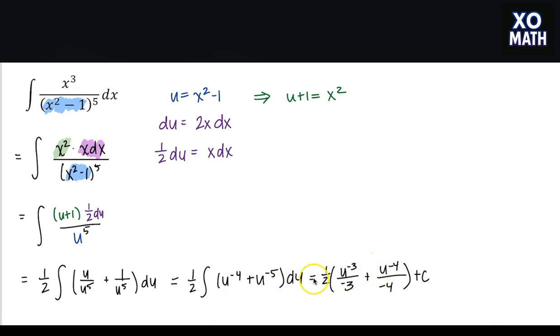And now that we've taken the antiderivative, we can substitute our original u back in of x squared minus 1. I will also at the same time bring those quantities back down to the denominator to make those exponents positive and distribute the 1/2. So that's going to leave us with a final answer of -1 over 6 times (x squared minus 1) cubed minus 1 over 8 times (x squared minus 1) to the 4th plus c. So I distributed the 1/2 in and brought that down to the bottom while plugging in x squared minus 1.